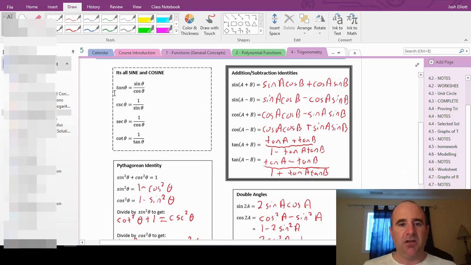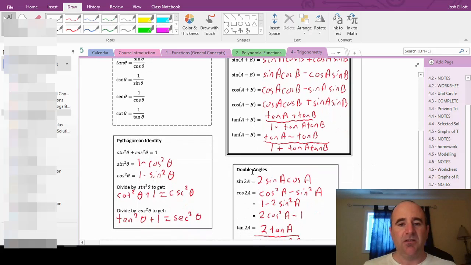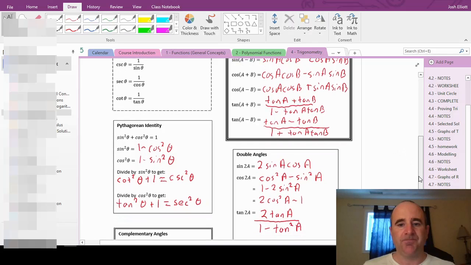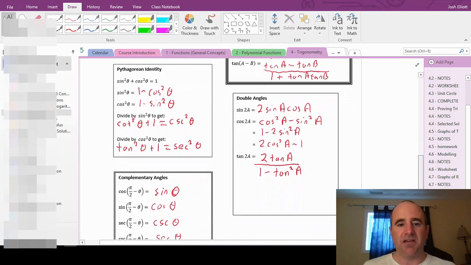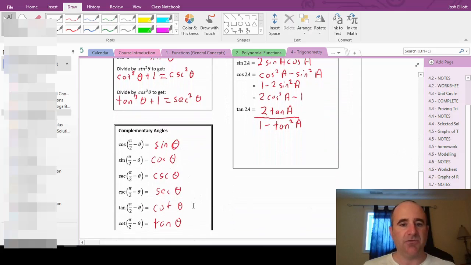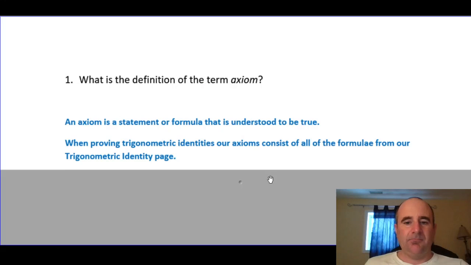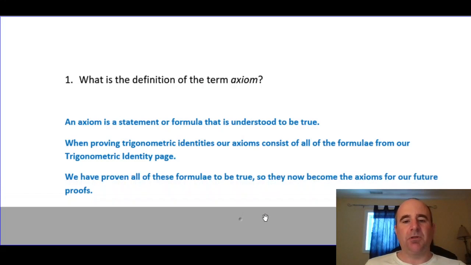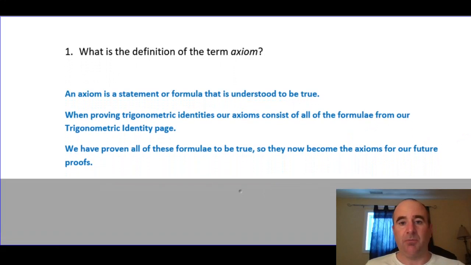So I mean, all the ones that allow you to switch all your ratios to sine and cosine, all the addition and subtraction identities, the Pythagorean identities, and then these 2 new ones which don't get used very often, but you can use them, as well as all our double angle identities. And then again, not often used, but all our complementary angle identities, we're allowed to use those as well. We've proven all those formulas to be true, so they now become the axioms for our future proofs. And we have actually gone through, I believe, every single one of those together.